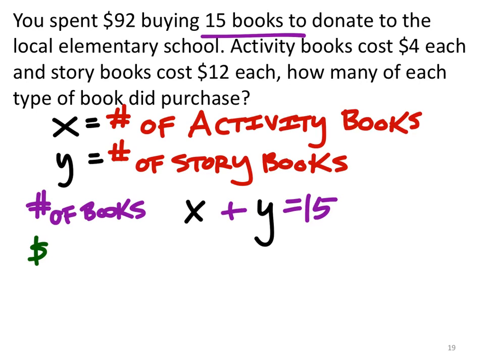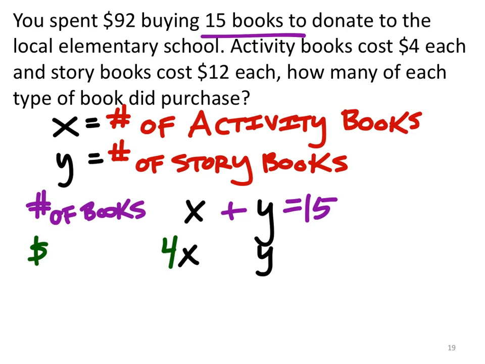On the other hand, for money though, still the same types of books, activity books and story books, but this is based on cost, right? So how much money did we spend on activity books? Activity books were $4 each. So if I take 4 and multiply it by the number of activity books I purchased, then I will know how much was spent just on those books.